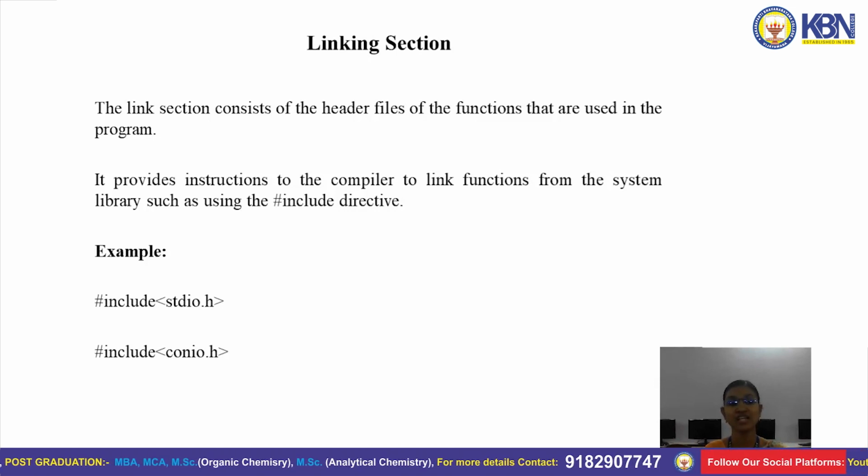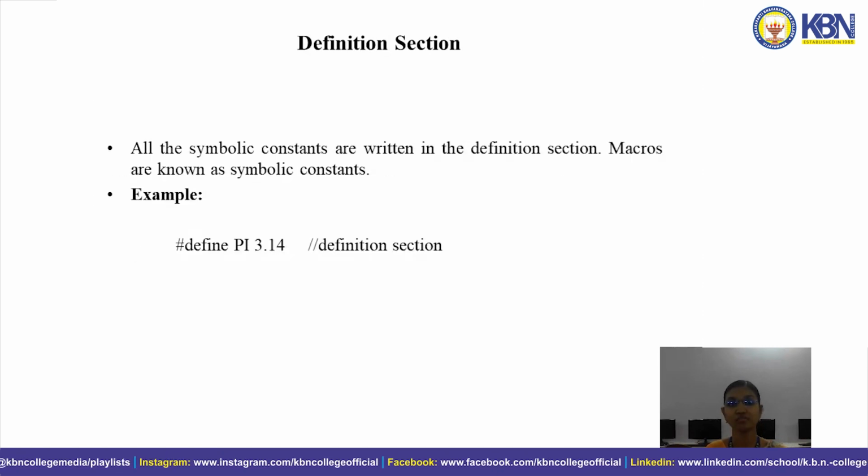#include stdio.h. Here hash is the preprocessor directive. We are including stdio.h. stdio.h means standard input output. Here .h means header file. Next one, #include conio.h. Conio means console input output. .h means header file.